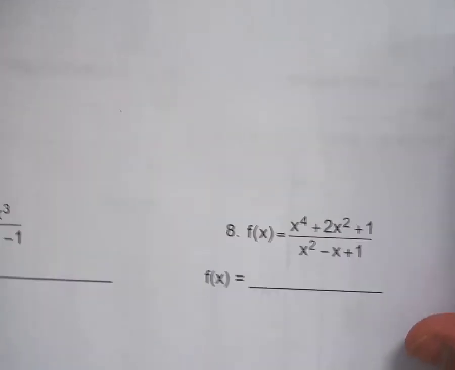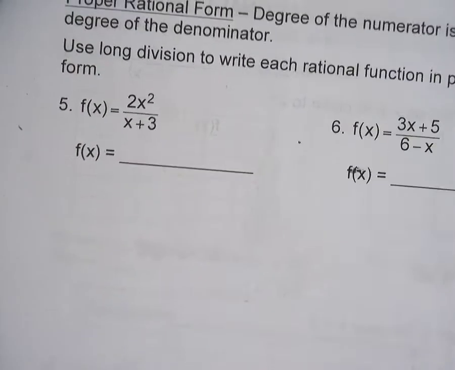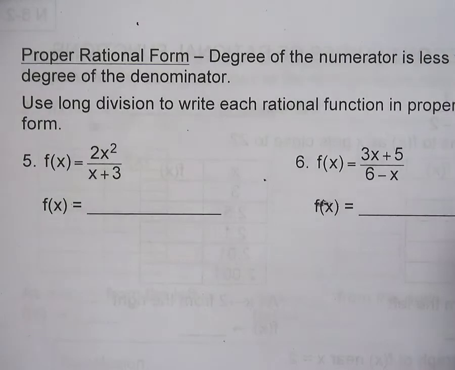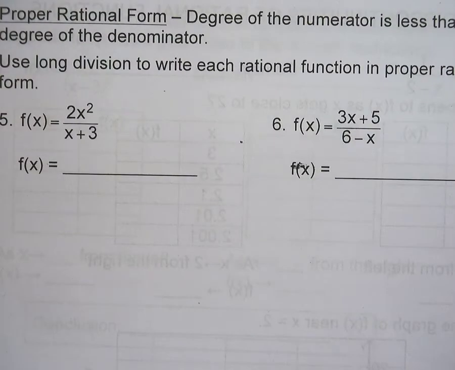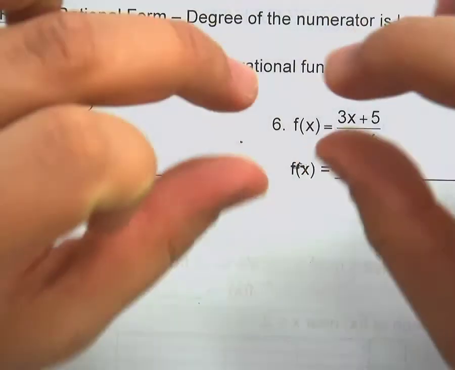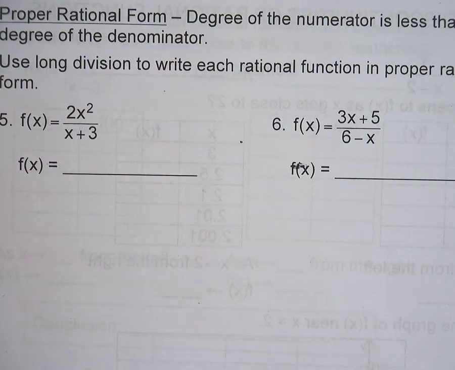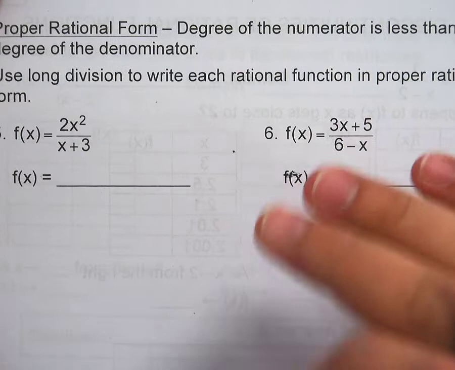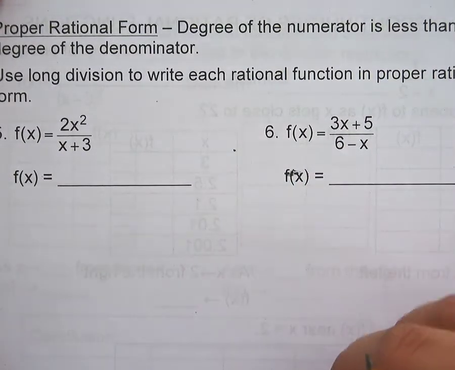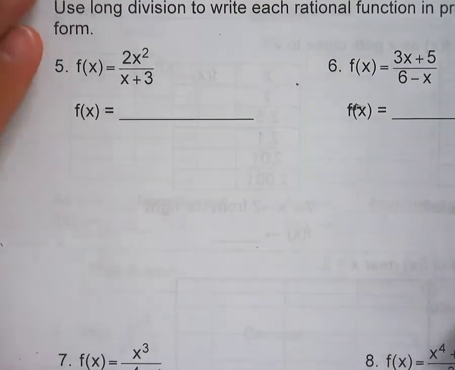Alright, so let's get back to why we needed long division in the first place. Proper rational form is when the degree of the numerator is less than the degree of the denominator. So I need a smaller degree on top and a bigger degree on bottom. I'm going to use long division to write each rational expression, all these down here, in proper rational form. So here's what they're talking about.